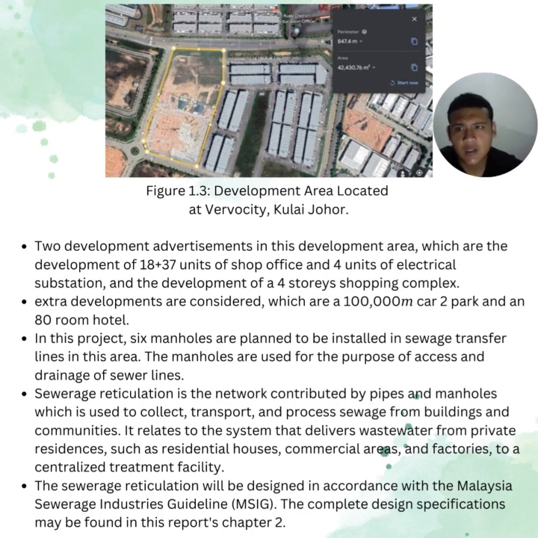In this project, manholes are planned to be installed in sewage transfer lines in this area. The manholes are used for the purpose of access and drainage of sewer lines. Sewerage reticulation is the network of pipes and manholes, which is used to collect, transport, and process sewage from buildings and communities. It relates to the system that delivers wastewater from private residents, such as residential houses, commercial areas, and factories. The sewerage reticulation will be designed in accordance with the MSIG. The complete design specification may be found in this report, Chapter 2.